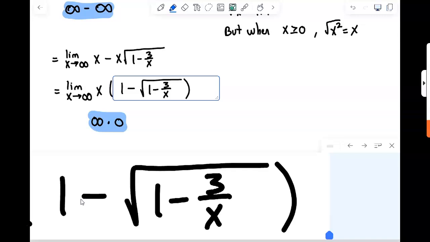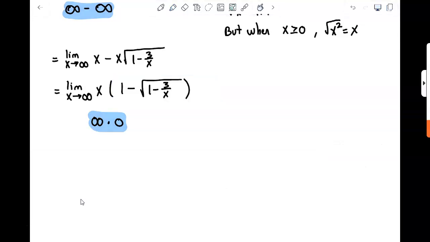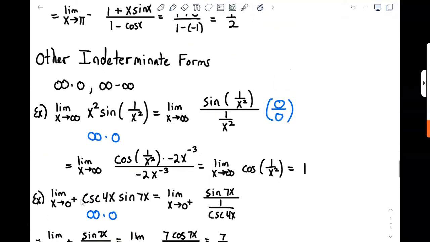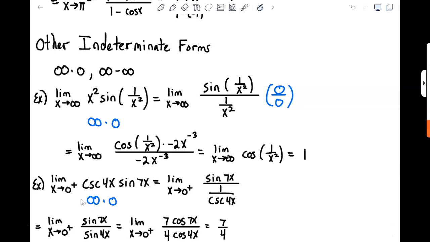And now we know how to handle that because that's what we talked about previously, right? We looked at these infinity times 0 situations, and the key was to rewrite it as one of the things divided by the reciprocal of the other. And again, we can pick either one. One will make it an infinity over infinity limit. The other will make it a 0 over 0 limit.